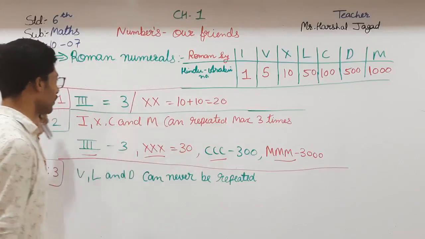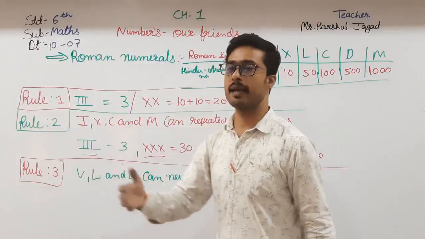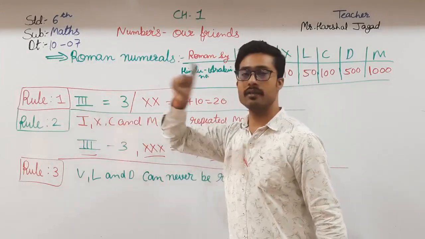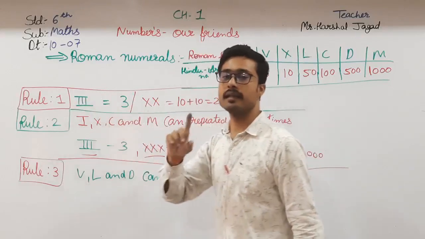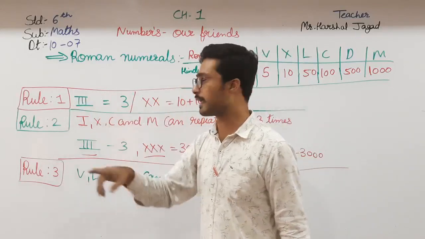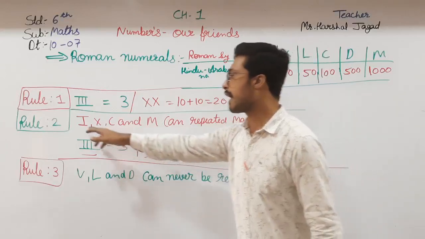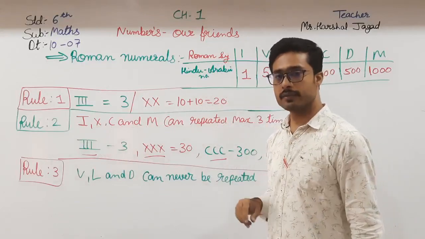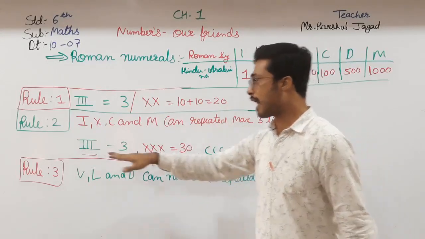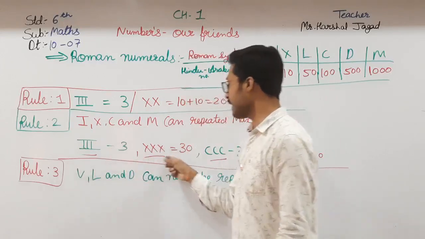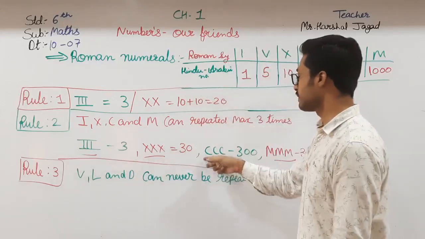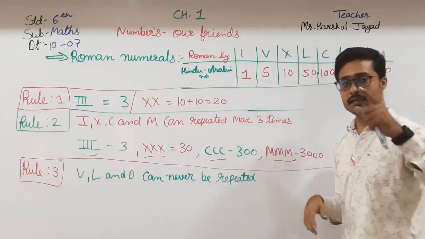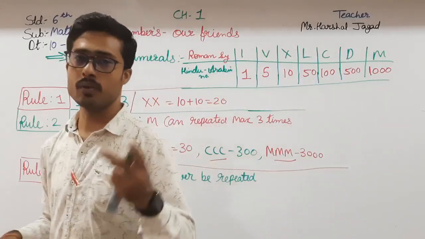So here we have seen the rule number 1, that however many times the symbol is repeated, we add its value. The value of I is 1 and if there are 3 I's, then it will be added 3 times: 1 plus 1 plus 1, that is 3. Rule number 2, I, X, C and M can be repeated a maximum of 3 times. So III is 3, XXX is 30, CCC is 300, and MMM is 3000. So this is the rule number 2.